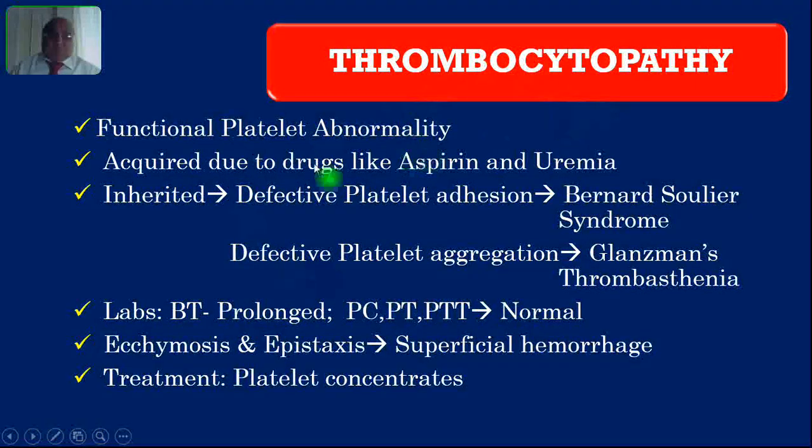Thrombocytopathy is a functional platelet abnormality. This is acquired due to drugs like aspirin and uremia. This may also be inherited. If it is defective platelet adhesion, that is known as Bernard-Soulier syndrome. If it is defective platelet aggregation, that is a case of Glanzmann's thrombasthenia, which I described in case number 1.